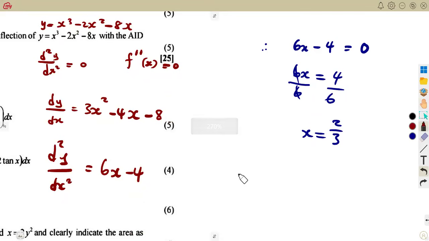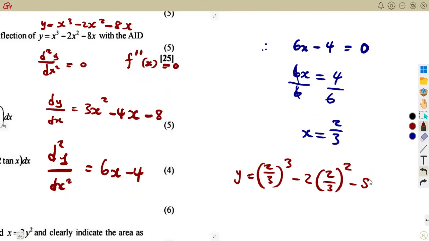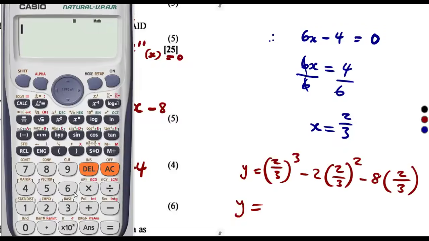So we substitute the value of x into the y that we have there. That's 2 over 3 to the exponent of 3, minus 2 in place of x. That's 2 over 3 to the exponent of 2, minus 8 in place of x. That's 2 over 3 like this. So that is what we're going to have, guys. And with our calculator, we can simplify this part.